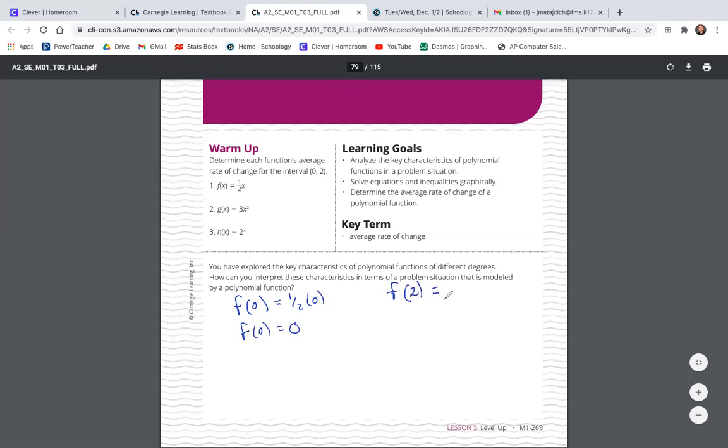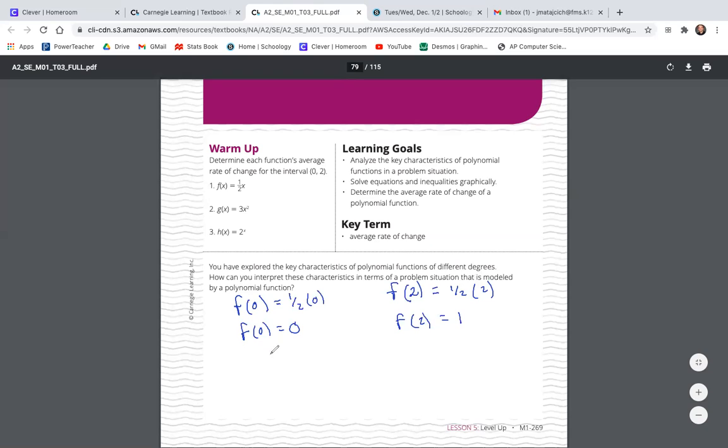f of 2 equals 1/2 times 2. So again, I'm just evaluating. I'm just plugging in these x values into these function rules. So f of 2 is equal to, well, hey, half of 2 is 1. All right, fantastic.